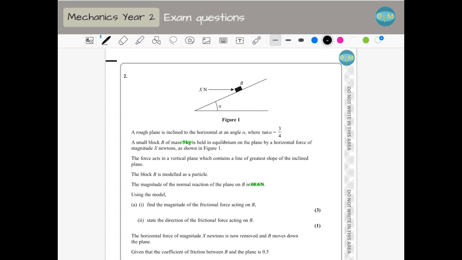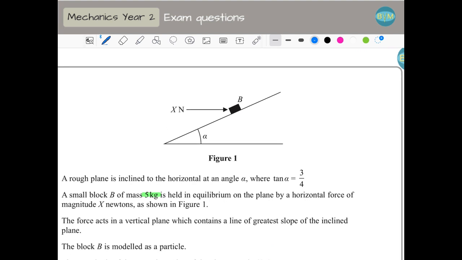So first, we are going to draw all the forces that we have, right? So we have the weight of the block. We know the mass is 5 kilograms, so this is going to be 5g. We know the normal reaction is perpendicular to the surface and is 68.6 newtons. And I have a frictional force.